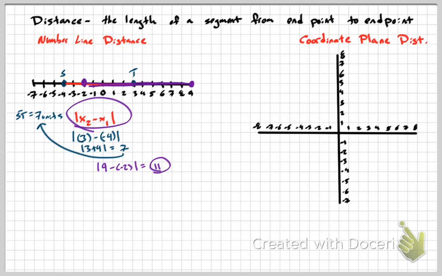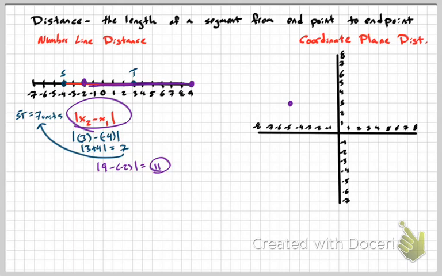All right. Finally, we come to the distance between points on a coordinate plane. Now, this is where this gets a little bit tricky. If you have points that make a nice horizontal segment, like this, you can just count those out. 1, 2, 3. If you have points that make a vertical segment, once again, you can just count those out as well. 1, 2, 3, etc.